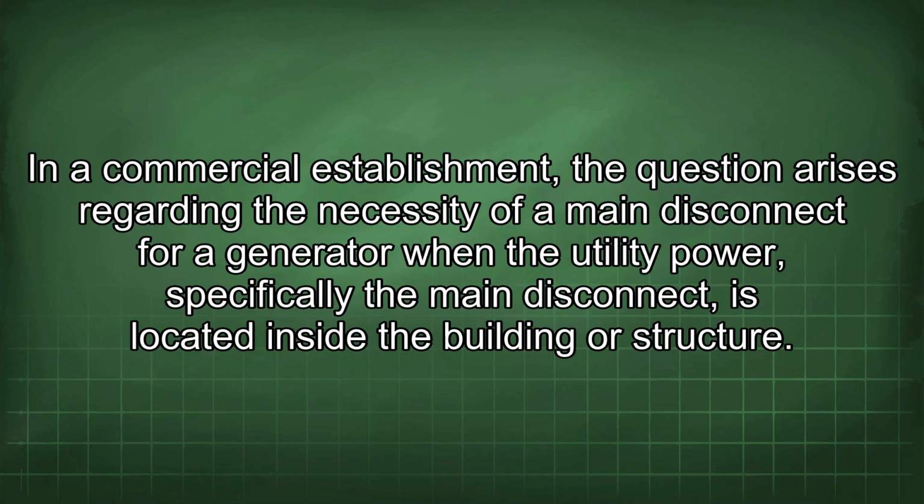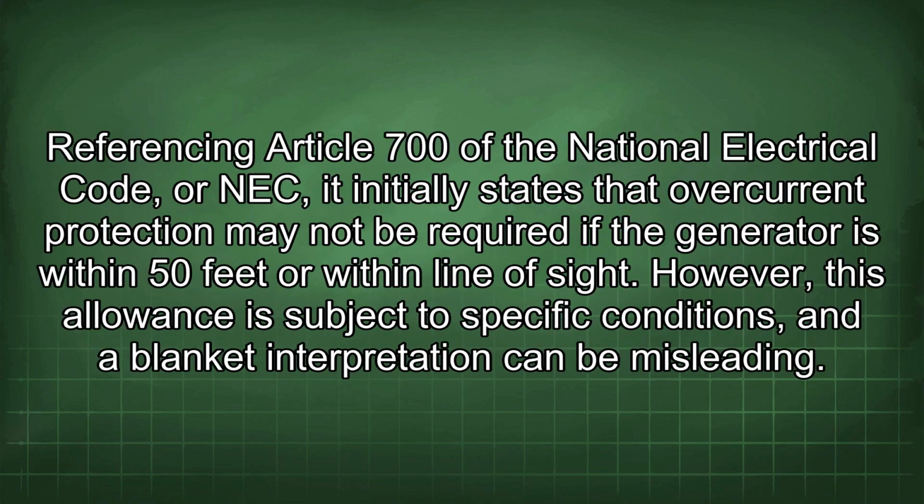In a commercial establishment, the question arises regarding the necessity of a main disconnect for a generator when the utility power's main disconnect is located inside the building or structure. Referencing Article 700 of the National Electrical Code (NEC), it initially states that overcurrent protection may not be required if the generator is within 50 feet or within line of sight. However, this allowance is subject to specific conditions, and a blanket interpretation can be misleading.